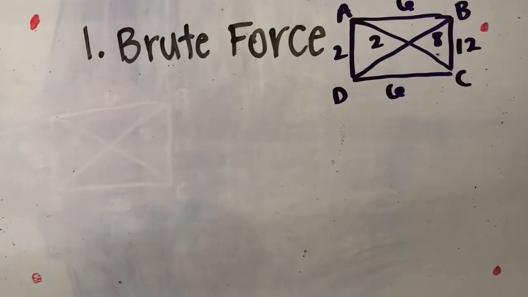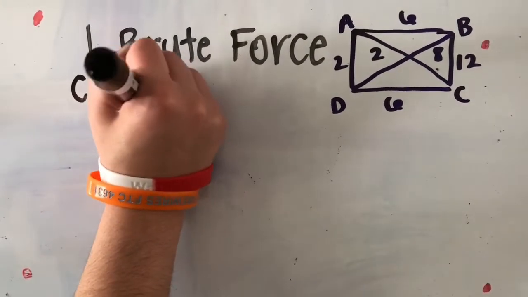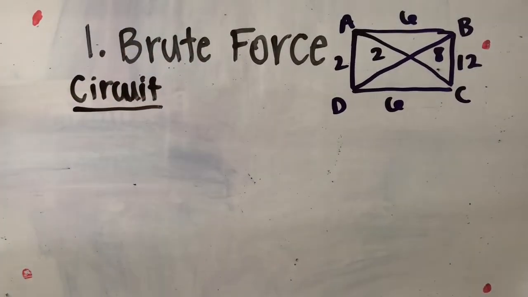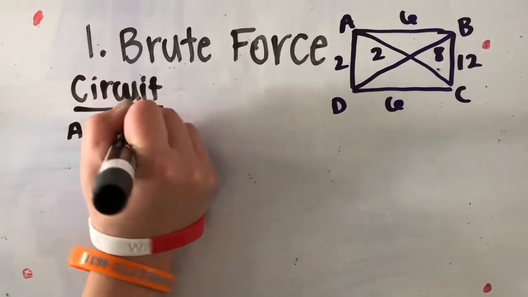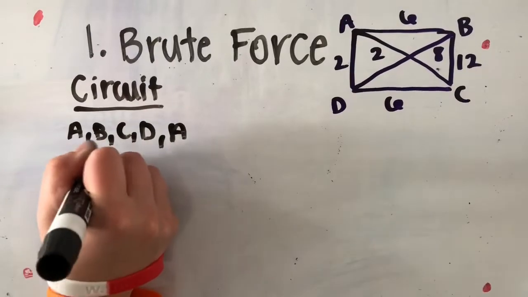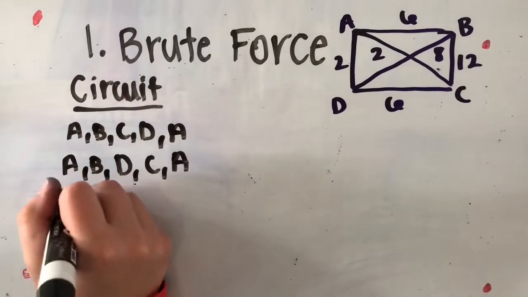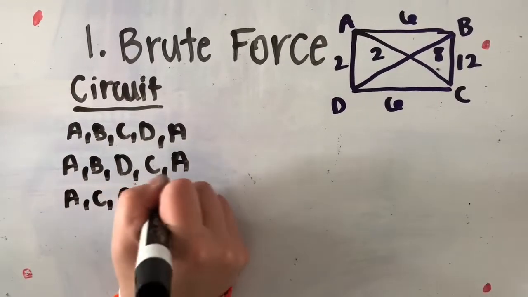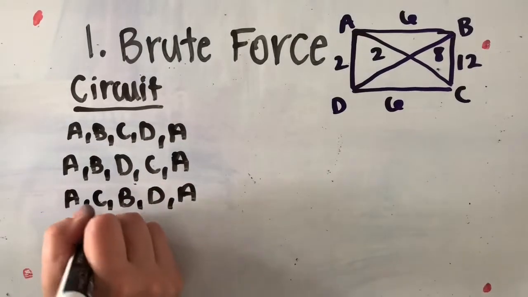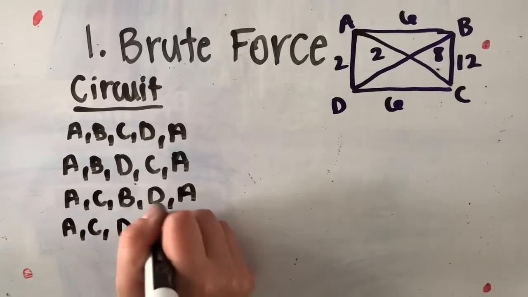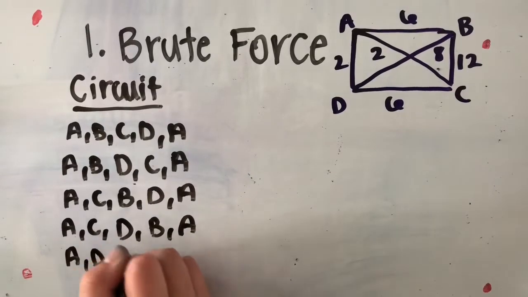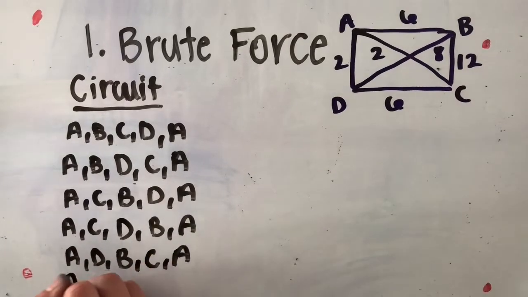After you find the number of possible paths, you actually have to write them out. As you can see, there are 6 possible paths, or 6 possible circuits, since we are starting and ending at the same place. We're always going to start from point A and end at point A. And you can see the 6 different combinations of what could be in between those, using all the other vertices.